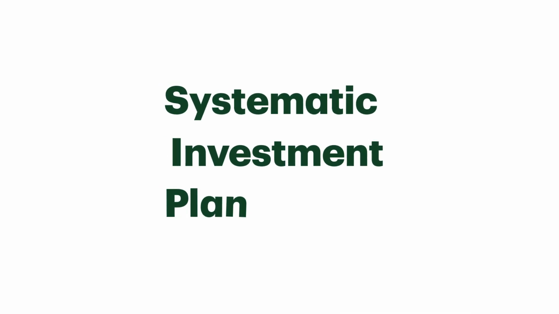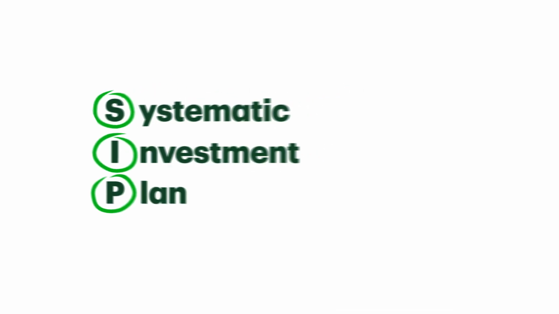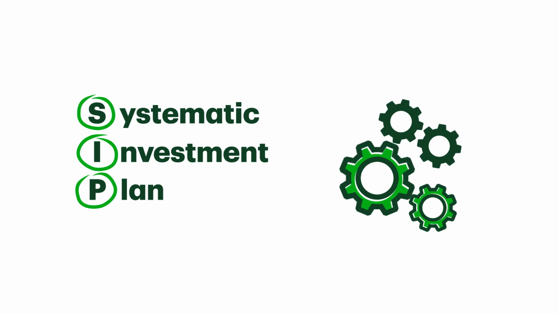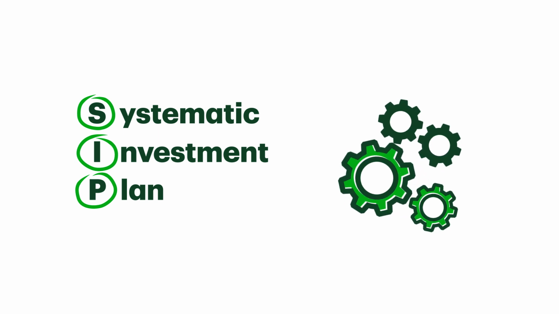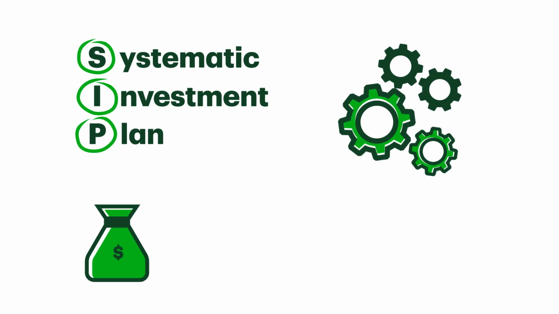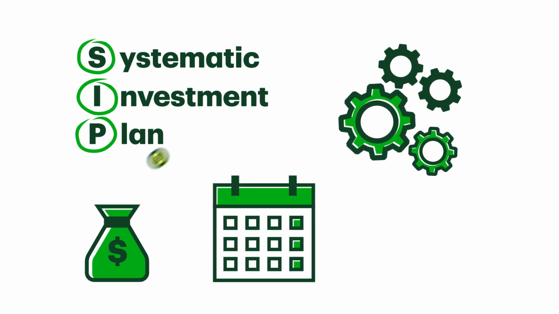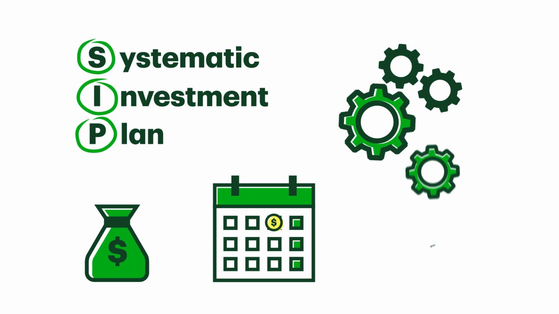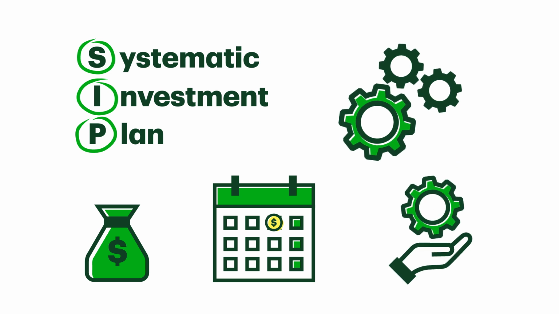Another way you can buy additional units of a mutual fund on an ongoing basis is by taking advantage of a systematic investment plan, or SIP. A SIP lets you automate these purchases. You can customize the SIP to match your needs by deciding on the front end how much you want to invest and how often. Because a SIP can result in many purchases, it's important to know what the transaction fees are.